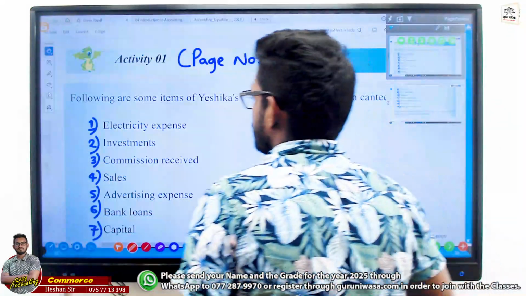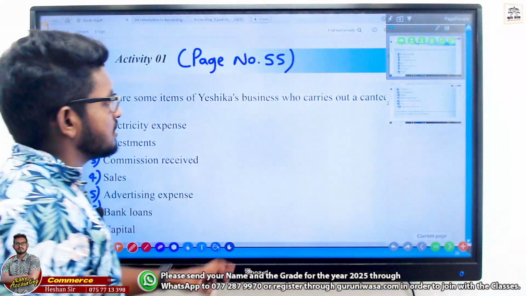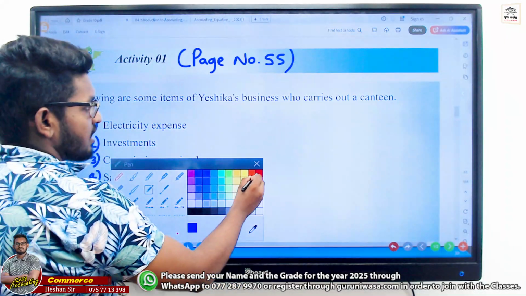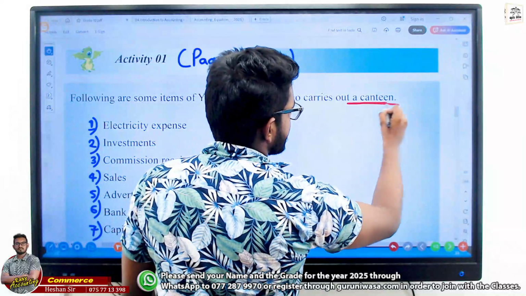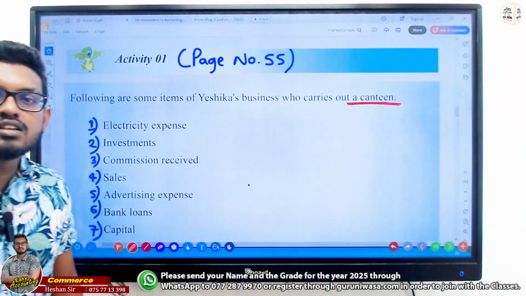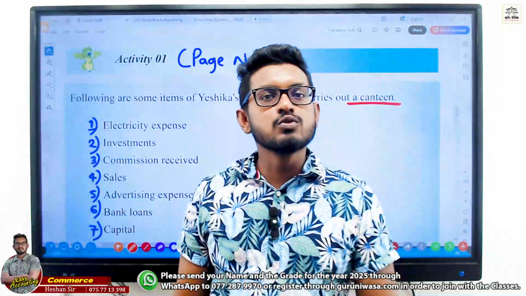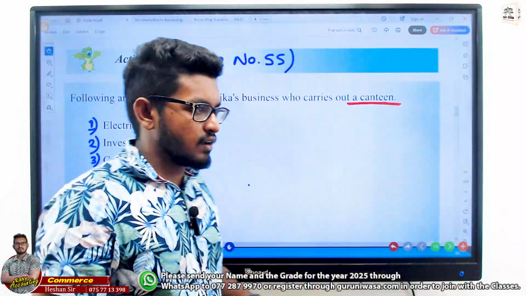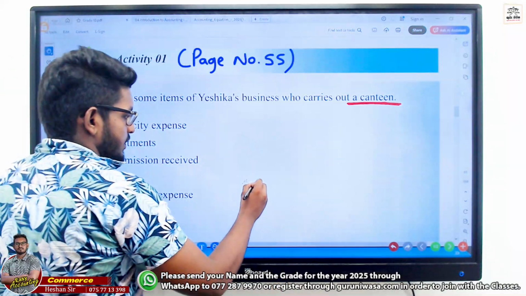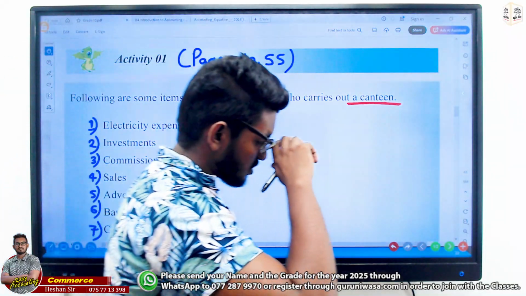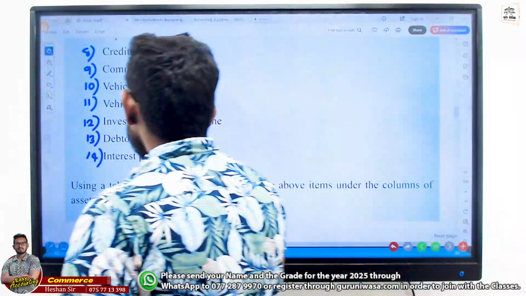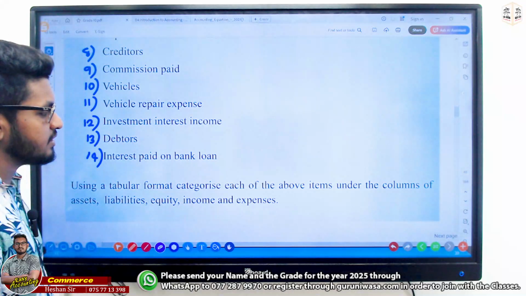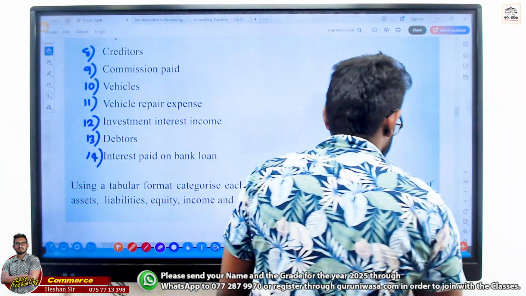Okay, let's start one by one. Following are some items of Yeshika's business, who carried out a canteen. Underline this one, a canteen. So, what are the stocks of the canteen? Fast foods. Am I clear, you guys? Foods, right? So just remember stocks depend on the business. We need to identify the business. I told you stocks depends on the business. So, using a table format, categorize each of the above items under the columns of assets, liability. No need to categorize. Just let's write things, right?